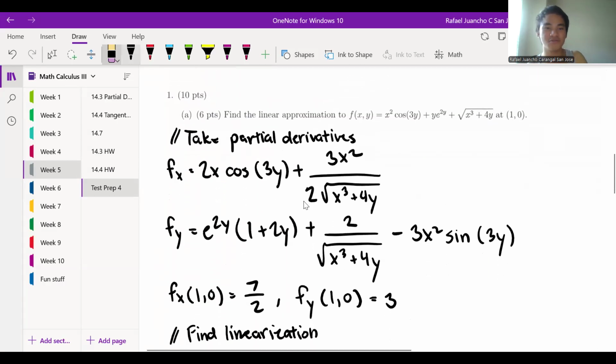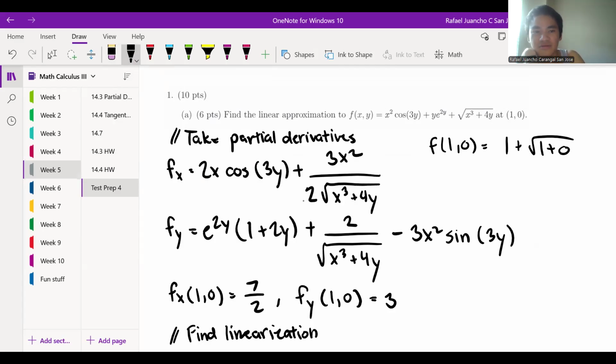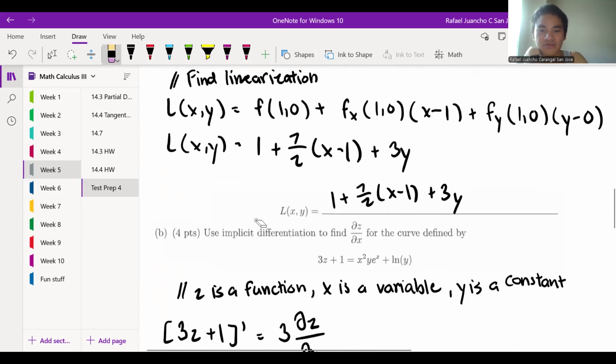Okay, I'll try solving it slowly. This is f(1, 0). This is 1 squared cosine 0. Cosine 0 is 1. So I actually have 1 here. y e to the 2y, well, this is 0, so it doesn't matter. There's a cube root. 1 plus 0. Oh, look at that, it's supposed to be 2. So yeah, just some solving issues. This one's supposed to be 2.